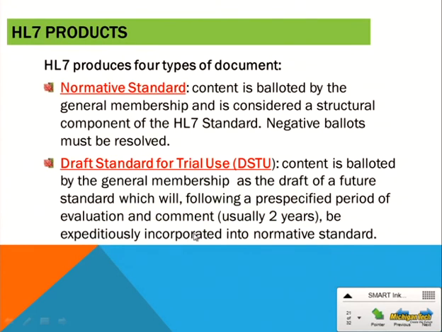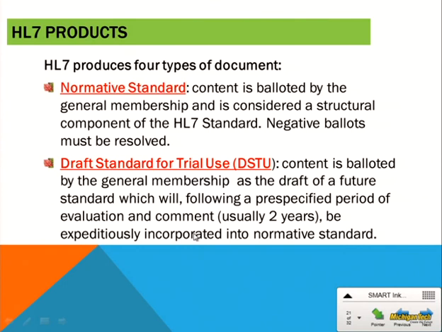In fact, for HL7, this organization produces 4 types of document. The first is called the normative standard. This standard is a real standard. It needs to be piloted by the general membership, and it contains the structural component of the HL7 standard. Negative barriers must be resolved.